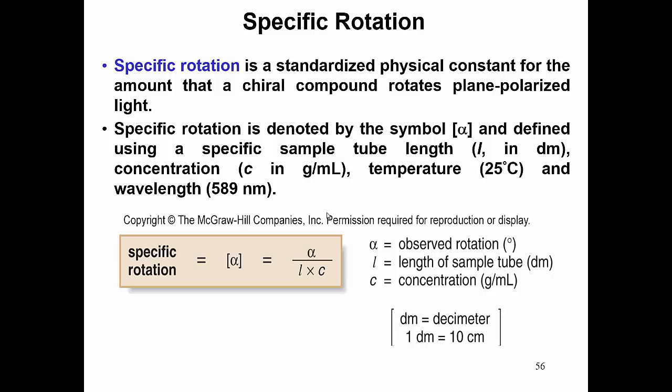We measure the degree of rotation of plane polarized light by the chiral compound, and it's this simple formula. The observed rotation in degrees is alpha, and that is determined from the length of the sample tube, which is always given, times the concentration of your compound. It all goes in the denominator above, and then you have the observed rotation. So specific rotation equals the observed rotation over the length of the sample tube times the concentration. Okay, and the dm is decimeters, and g is grams per mL.